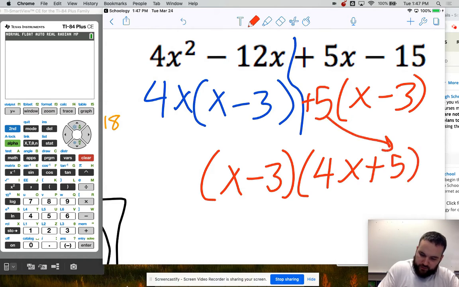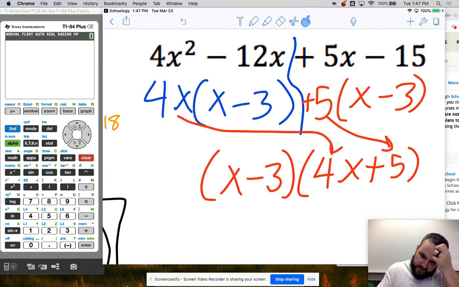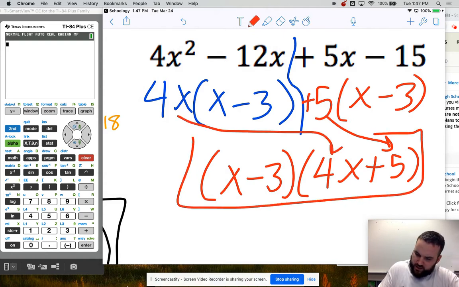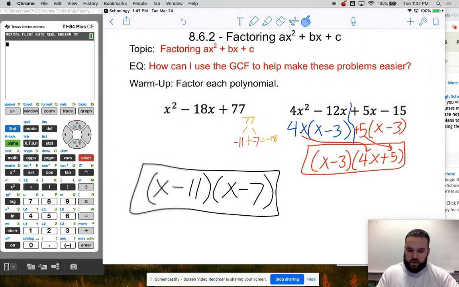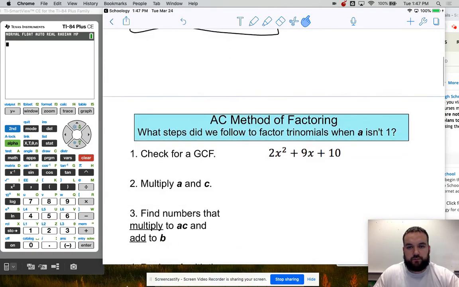Just every time we do the first one of these, I'm going to remind us that the second set of parentheses are the GCFs that come together. So there is my factored form. Okay, so we're good to go there.